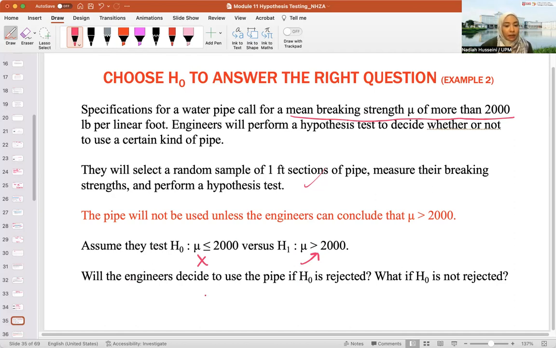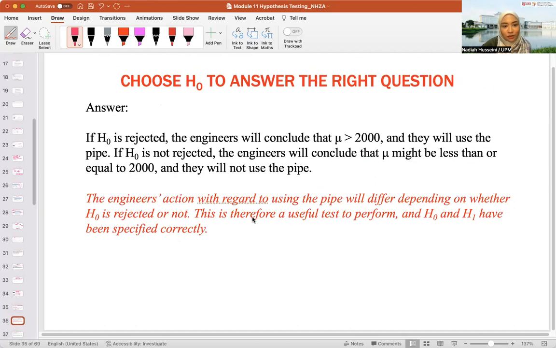First impression, if I'm not rejecting this guy, I'm scared to do this discussion. Let's go for the answer. If the H-naught is rejected, the engineers will conclude that yes, we are going for the alternative hypothesis and they will use the pipe, obviously, right? If H-naught is not rejected, the engineers will conclude that mu might be less than or equal to 2000 and they will still not use the pipe.